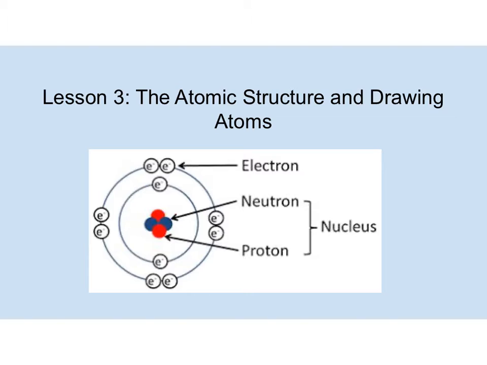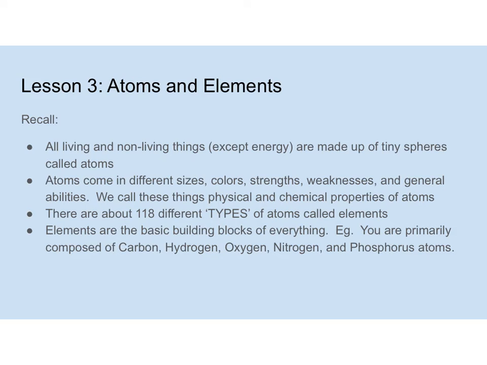Right here, on the front page, I have a picture of what an atom looks like. Hopefully this looks somewhat familiar to you, with the nucleus containing neutrons and protons, and the electrons. We'll go through that and review everything. Recall that all living things and non-living things, with the exception of energy, are made up of tiny spheres called atoms. It's hard to believe because they are so small, but everything you look at, a piece of your computer, some water, a piece of wood, is made up of these really, really tiny spheres called atoms.